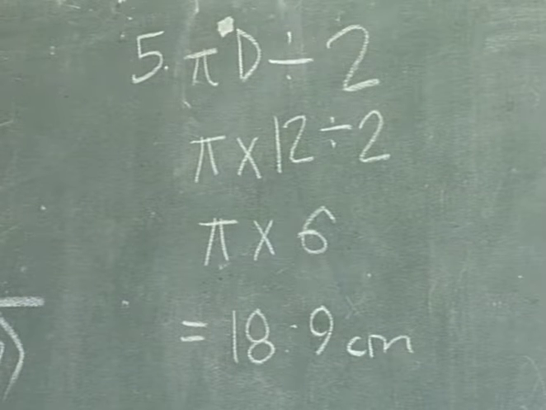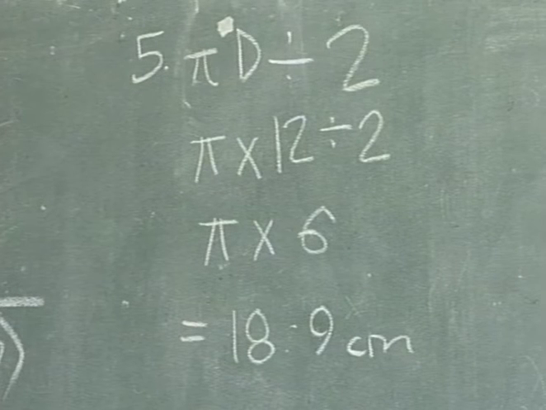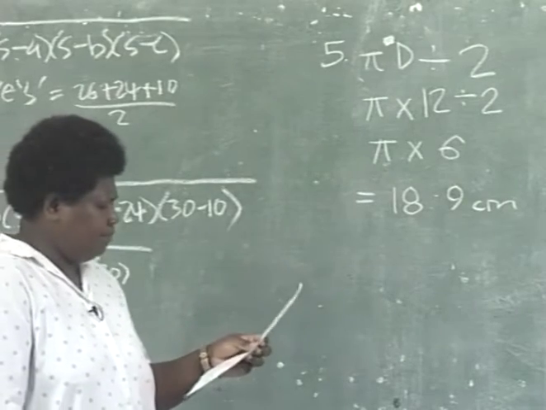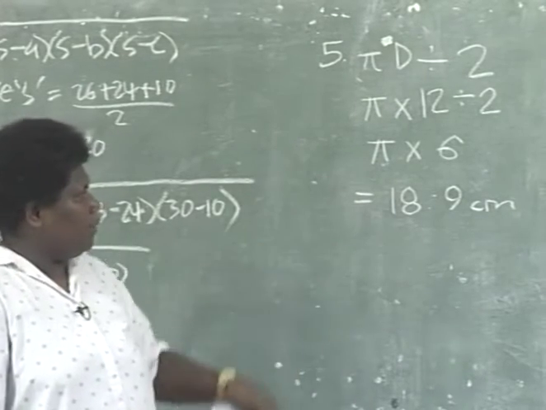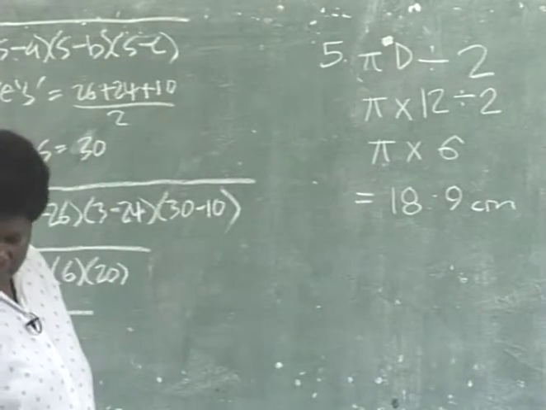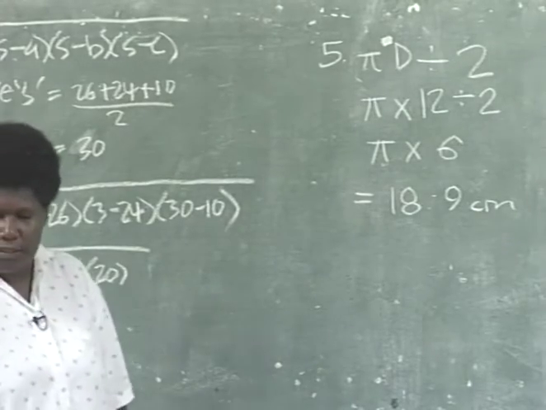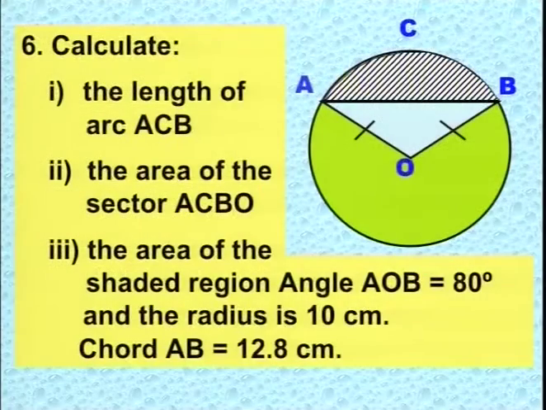Okay, very good. 18.9 to 1 decimal place, 18.85 to 2 decimal places. That's if you use, I think he's used pi on the calculator. All right, next one, question 6, 6.1.